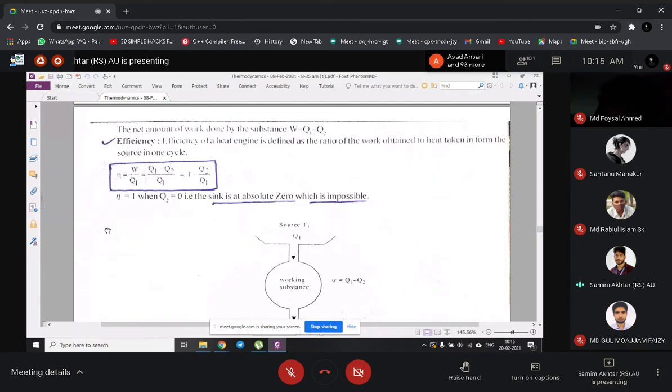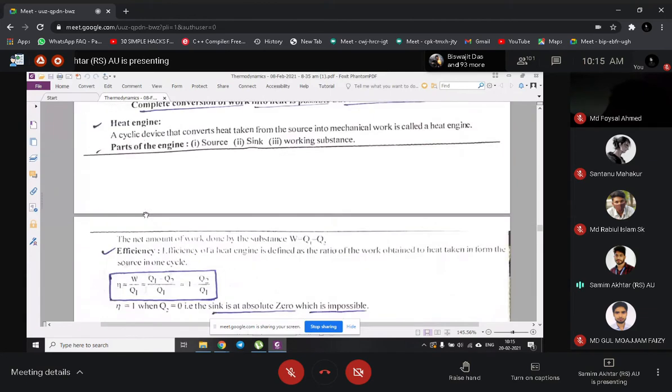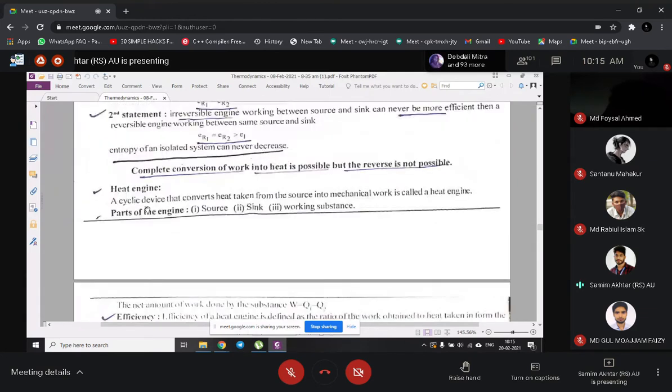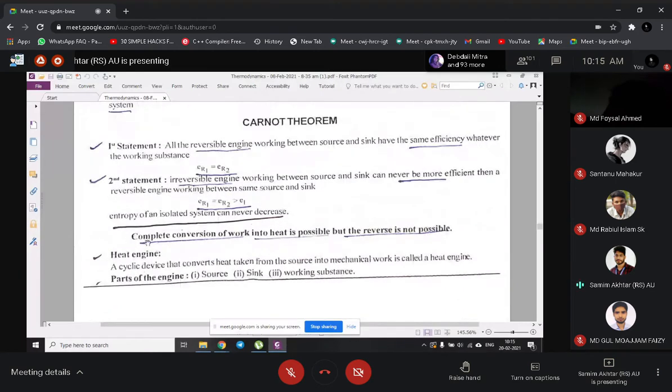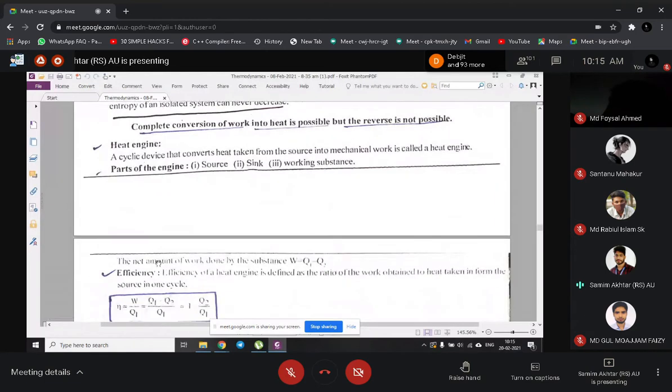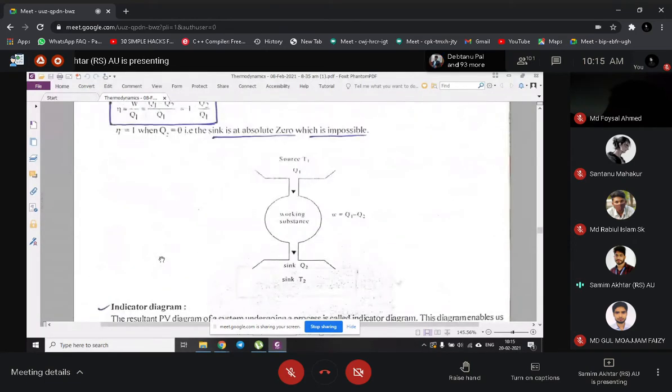Okay, any kind of engine with an efficiency of 100%, or eta equal to 1, does not exist. That's why absolute zero is not possible. So this is basically the heat engine. A heat engine follows the Carnot theorem as its working principle, and it has three parts: source, working substance, and sink. The efficiency of the heat engine is 1 minus Q2 by Q1.